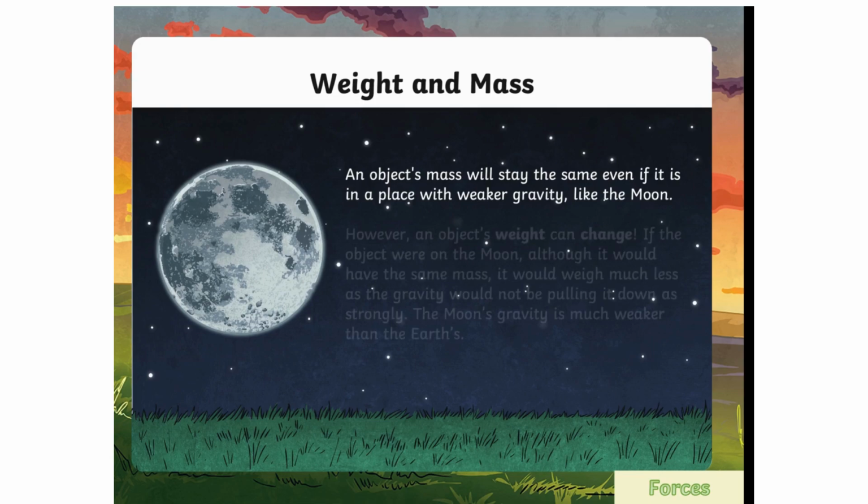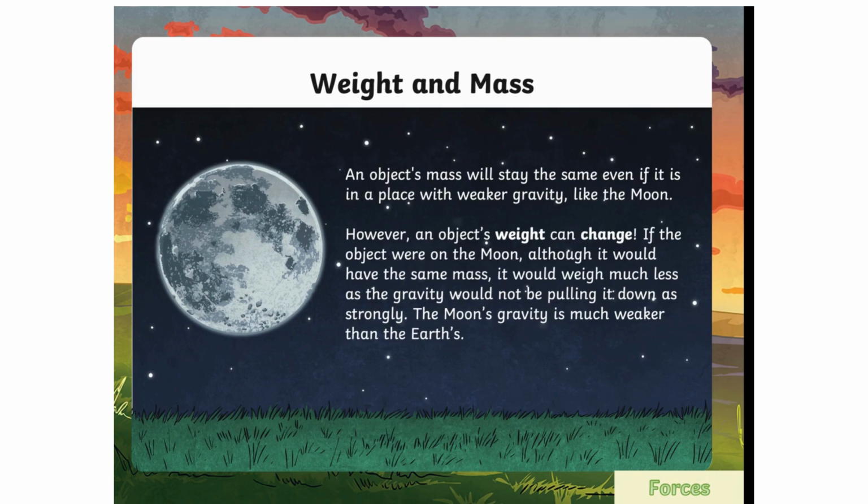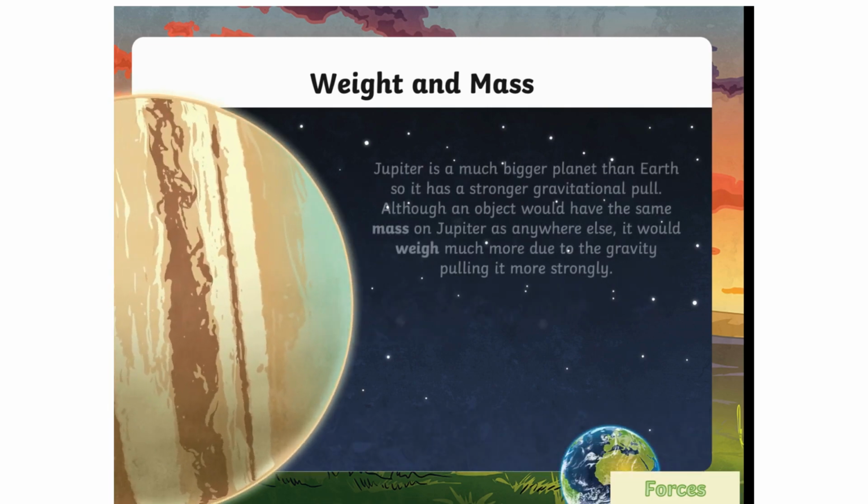However, an object's weight can change. The mass stays the same, but the weight can change. If the object were on the moon, although it would have the same mass, it would weigh much less as the gravity would not be pulling it down as strongly. The moon's gravity is much weaker than the Earth's. That's why you see the difference of weight and mass on the moon and on Earth. This is how we link and compare.